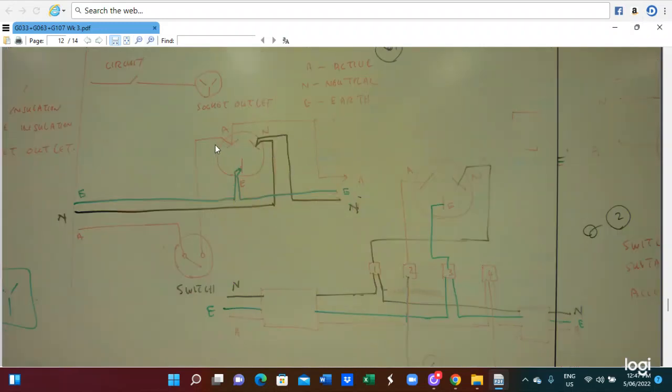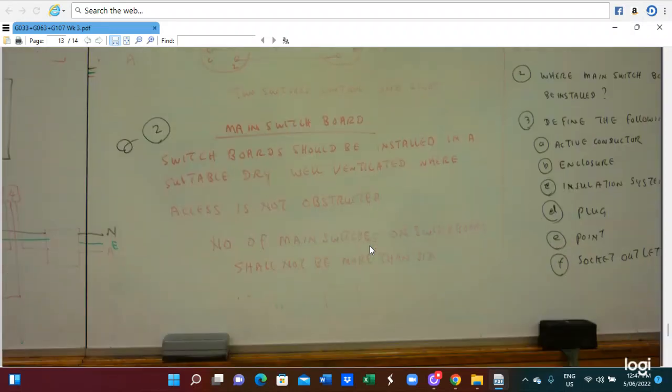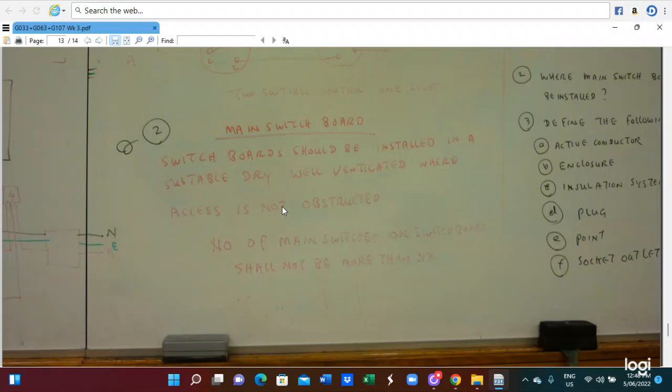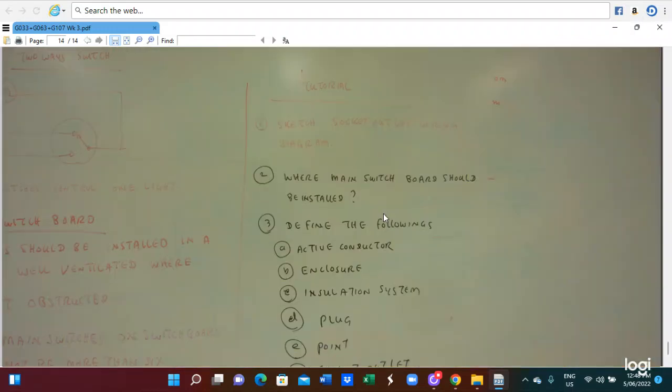This is a socket outlet connection diagram. Wiring circuit socket outlet, the electrical wire will connect like this. Also, we see our main switch board. The switch board should be installed in a suitable dry, well ventilated place where access is not obstructed. So this is a switch board connection diagram.